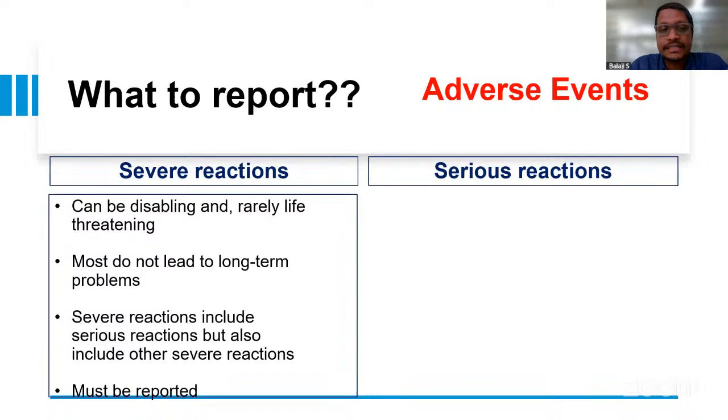Severe reactions include all serious reactions, but also include other severe reactions. So please be very careful with this statement: severe reactions include serious reactions. So all serious reactions that come under the seriousness criteria are to be considered severe reactions, but there are also other severe reactions which do not fall under the seriousness criteria, which we will discuss further. And all these reactions must be reported without any delay.